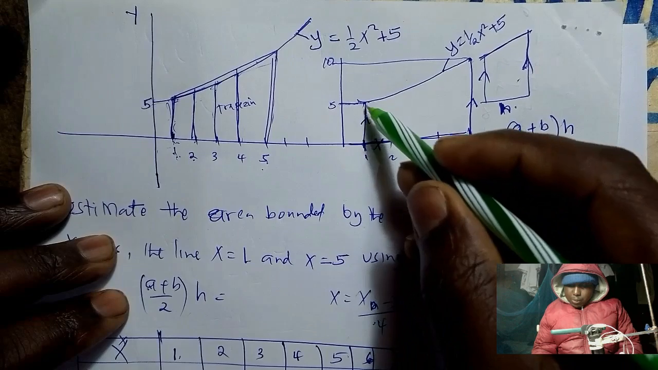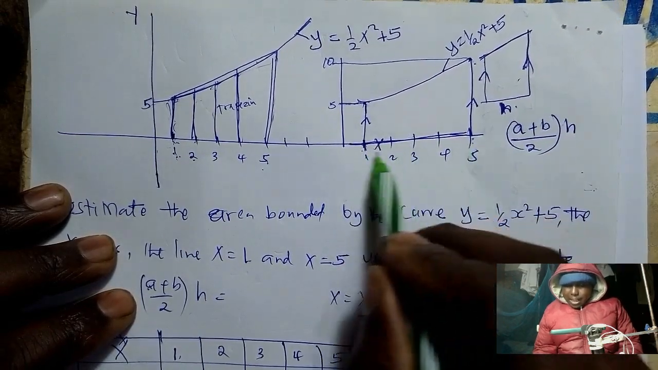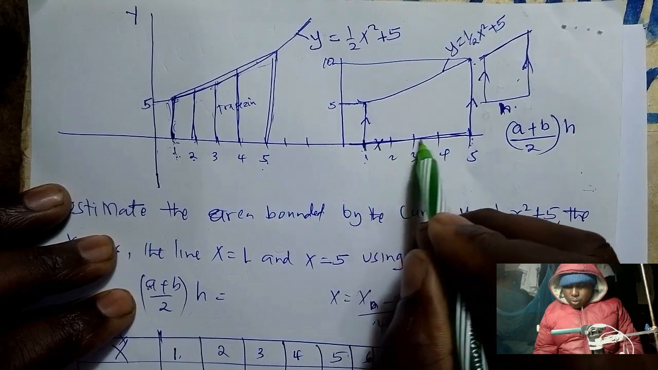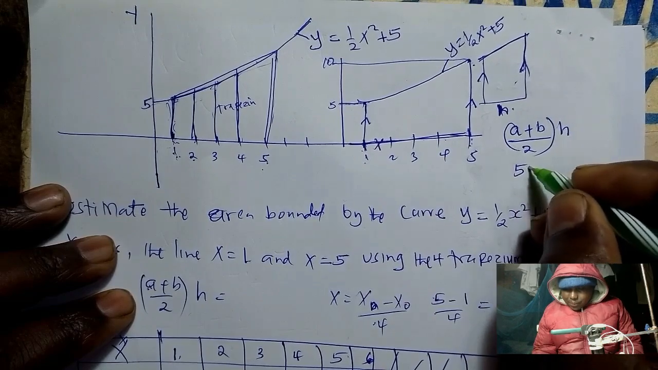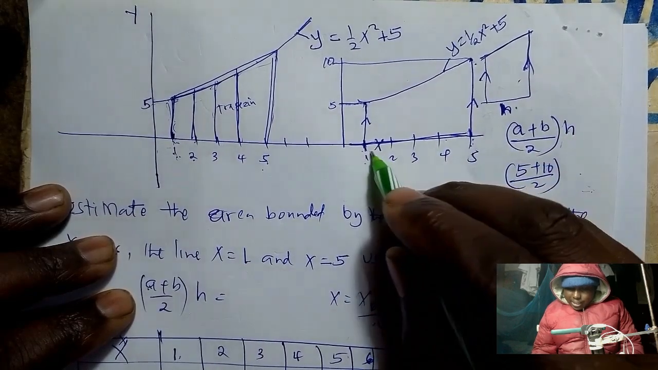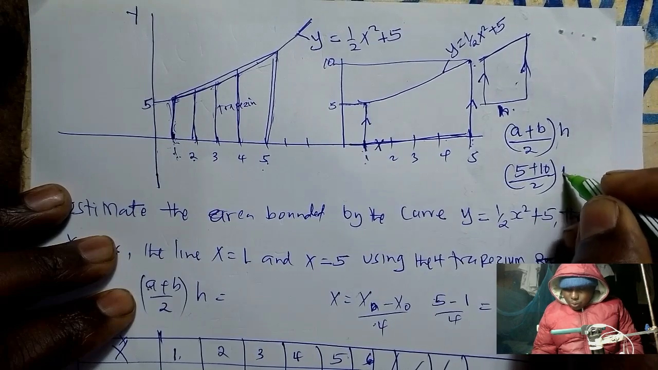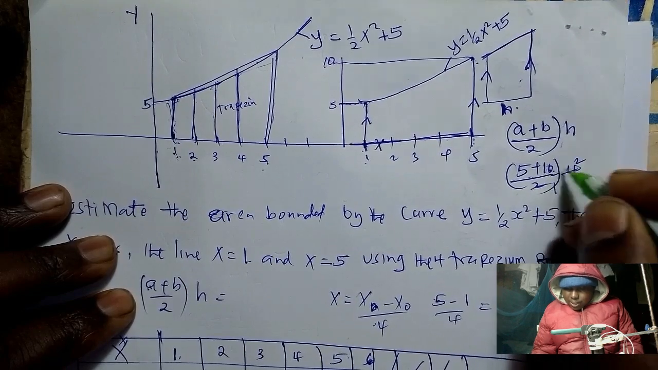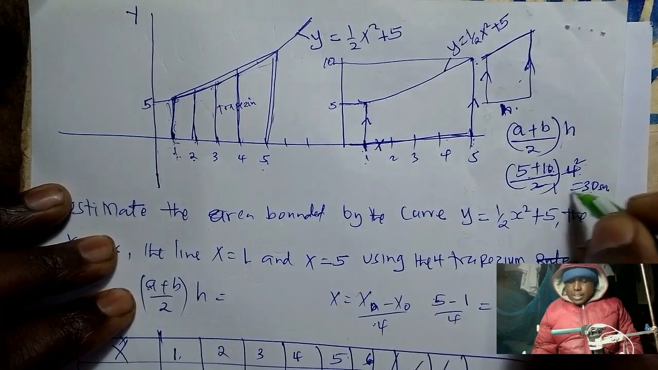So we know from here up to here is 5. From here up to here is 10. What is the height? Our height is going to be 5 minus 1, or 1, 2, 3, 4. So it is 4. So we just add, that is (5 plus 10) divided by 2 times height. Our height is this height here, which is equal to 4. So this is 15, times 4 over 2, which is 15 times 2, and the answer is 30 square units.